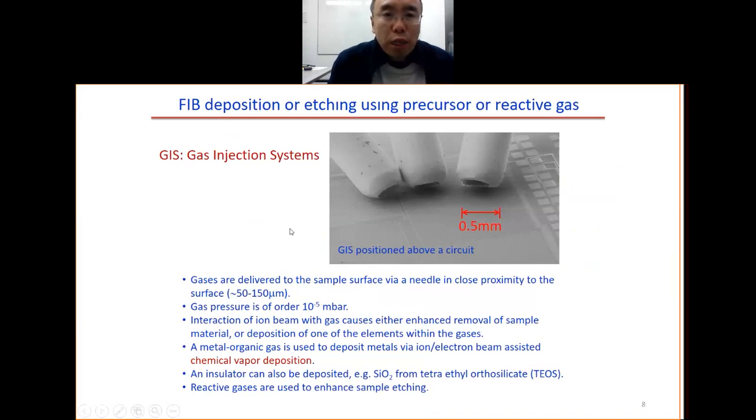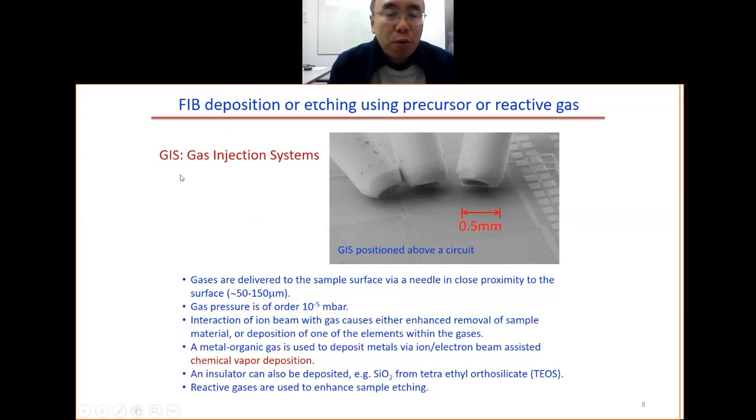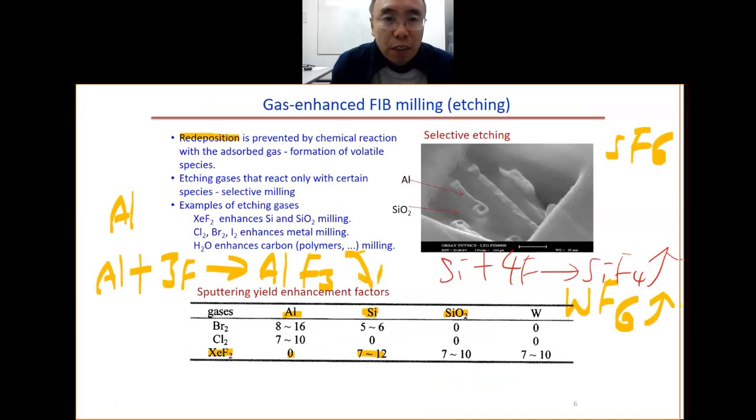To do this, we need the vapor, this precursor gas. The gas is injected using a gas injection system. You may wonder why we need this gas injection system. In principle, we can fill the gas into the chamber, and then we do not need the nozzles. But the problem is, first, those gases can be very corrosive. If you fill the gas into the chamber, it will be corroded. This is not good.